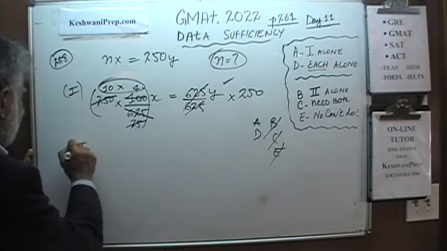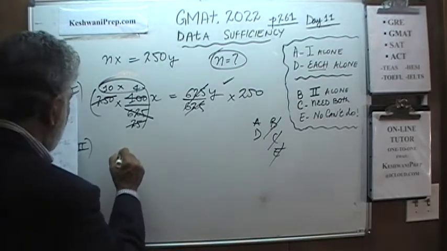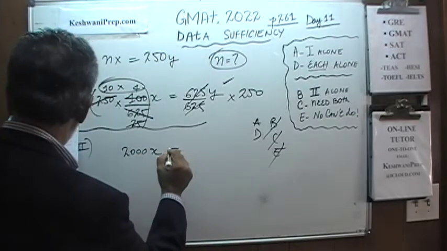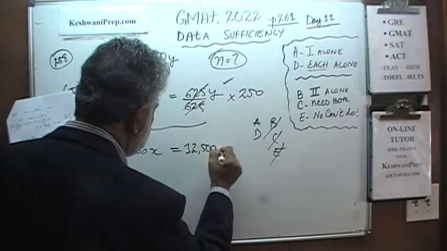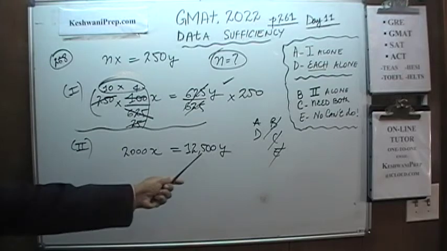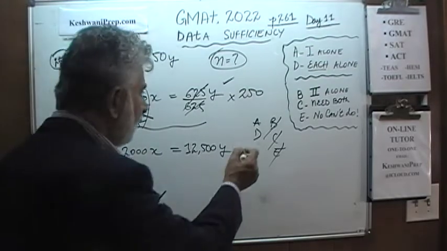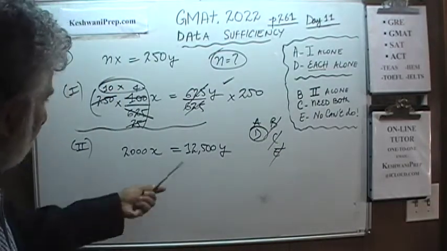Let's look at the second statement. The second statement tells us that 2000x equals 12,500y. If that statement by itself was enough, this equation, of course, by itself is also enough. Each of these statements by itself is enough. The answer is D. And again, we don't have to do it, but if we had to do it, it's very straightforward.